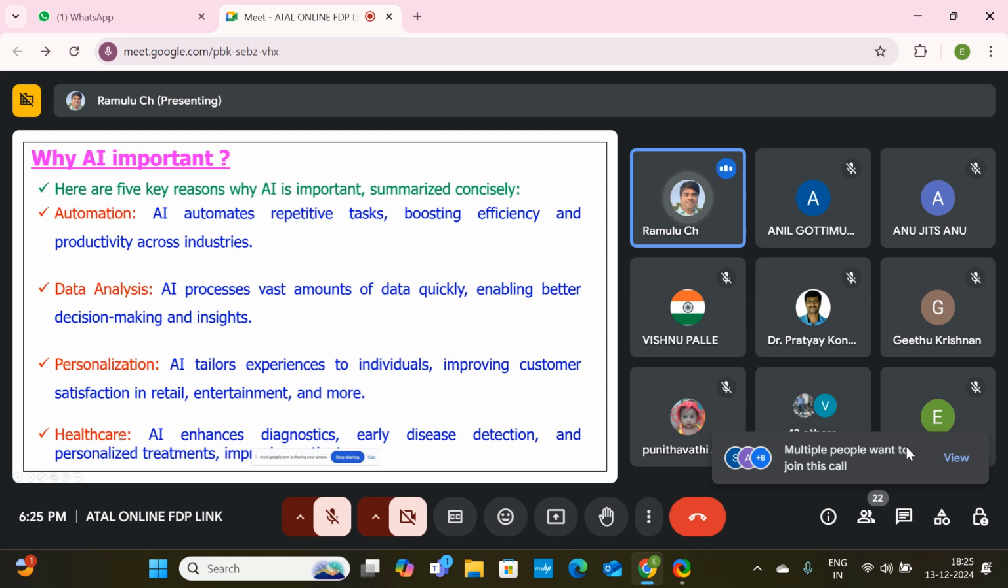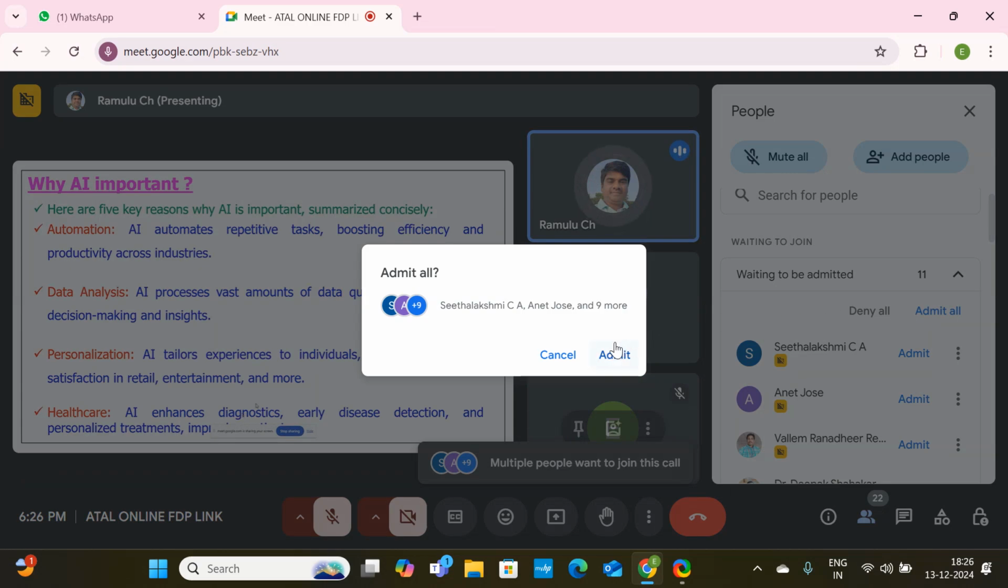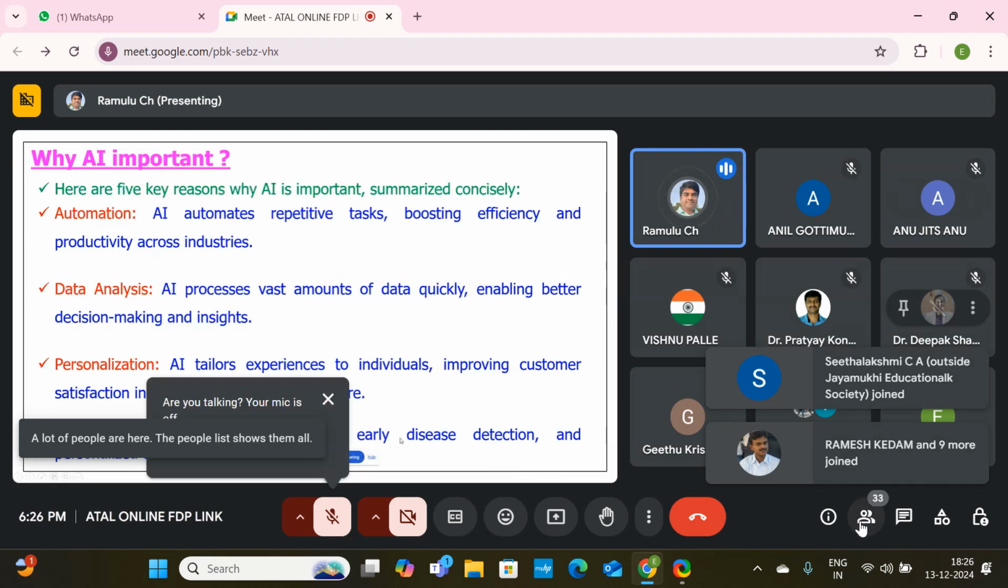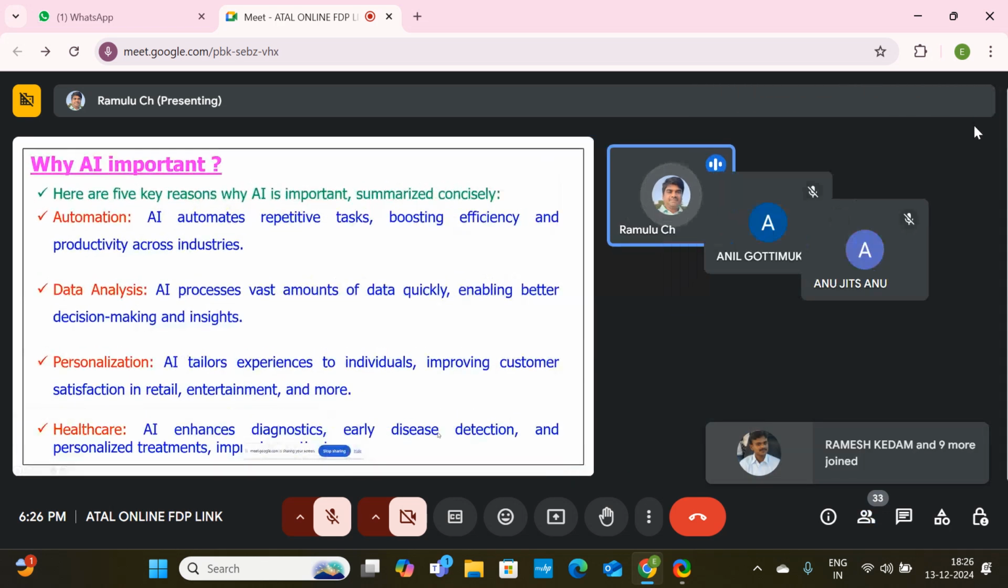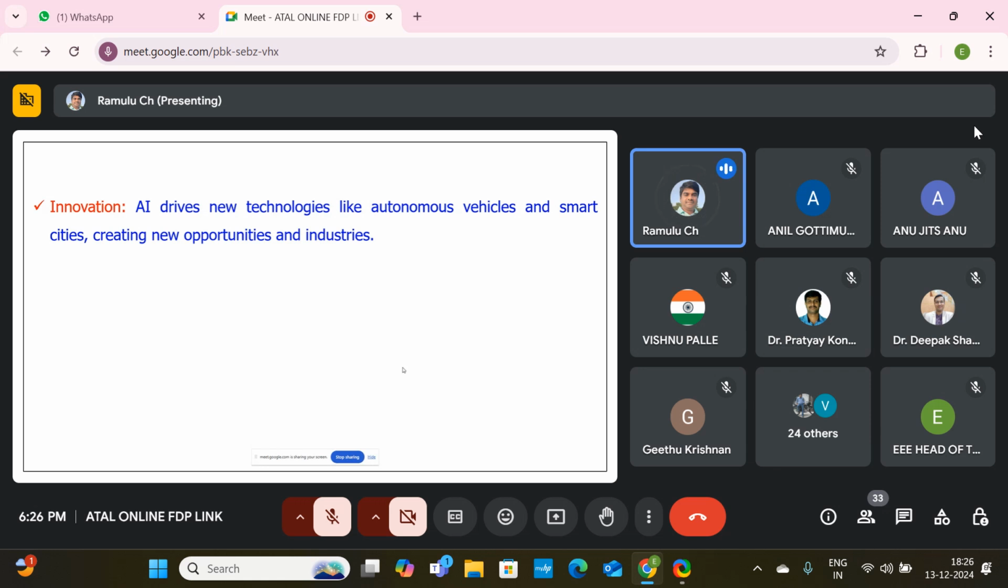And coming to another important point, healthcare. What is the role of AI in healthcare? Nowadays this is very important from the healthcare point of view. AI enhances diagnostics and early disease detection without the involvement of humans. It improves the diagnostic process very accurately and quickly, and personalized treatment improvements all happen with this AI technique in the healthcare area. Now, coming to innovation, this is very important.